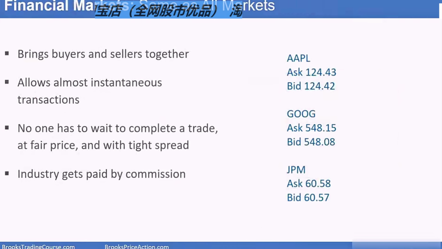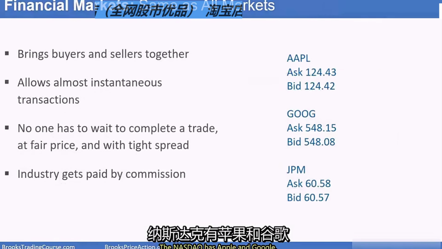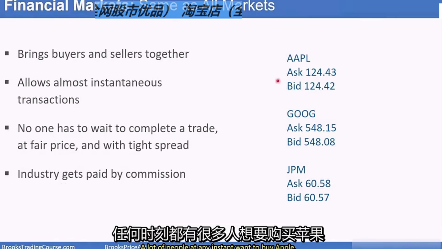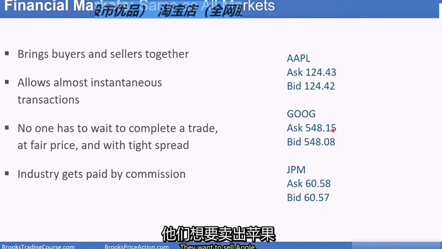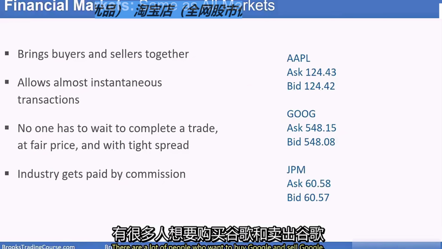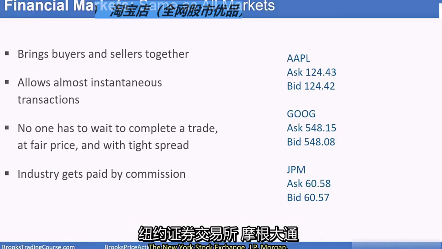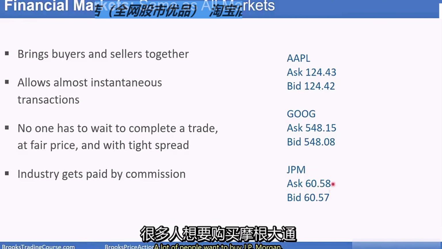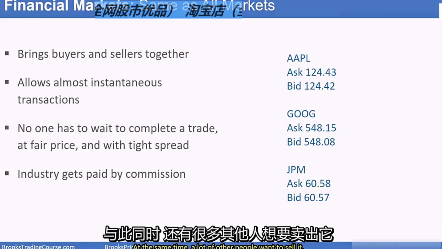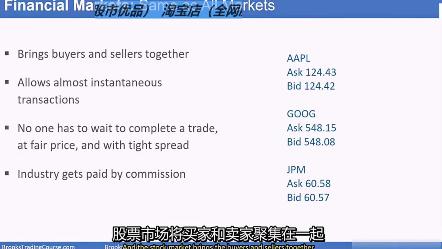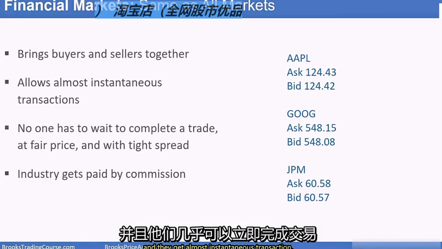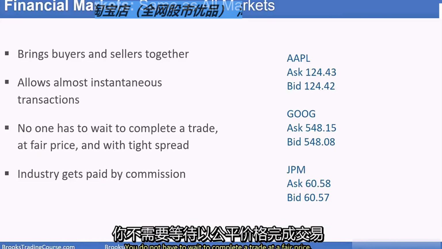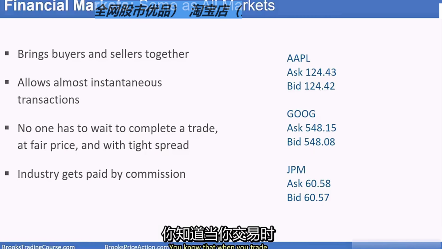Financial markets, same thing. They bring buyers and sellers together. The NASDAQ has Apple and Google. A lot of people at any instant want to buy Apple. They want to sell Apple. There are a lot of people who want to buy Google and sell Google. The New York Stock Exchange, JP Morgan. A lot of people want to buy JP Morgan. At the same time, a lot of other people want to sell it. And the stock market brings the buyers and sellers together, and they get almost instantaneous transaction.